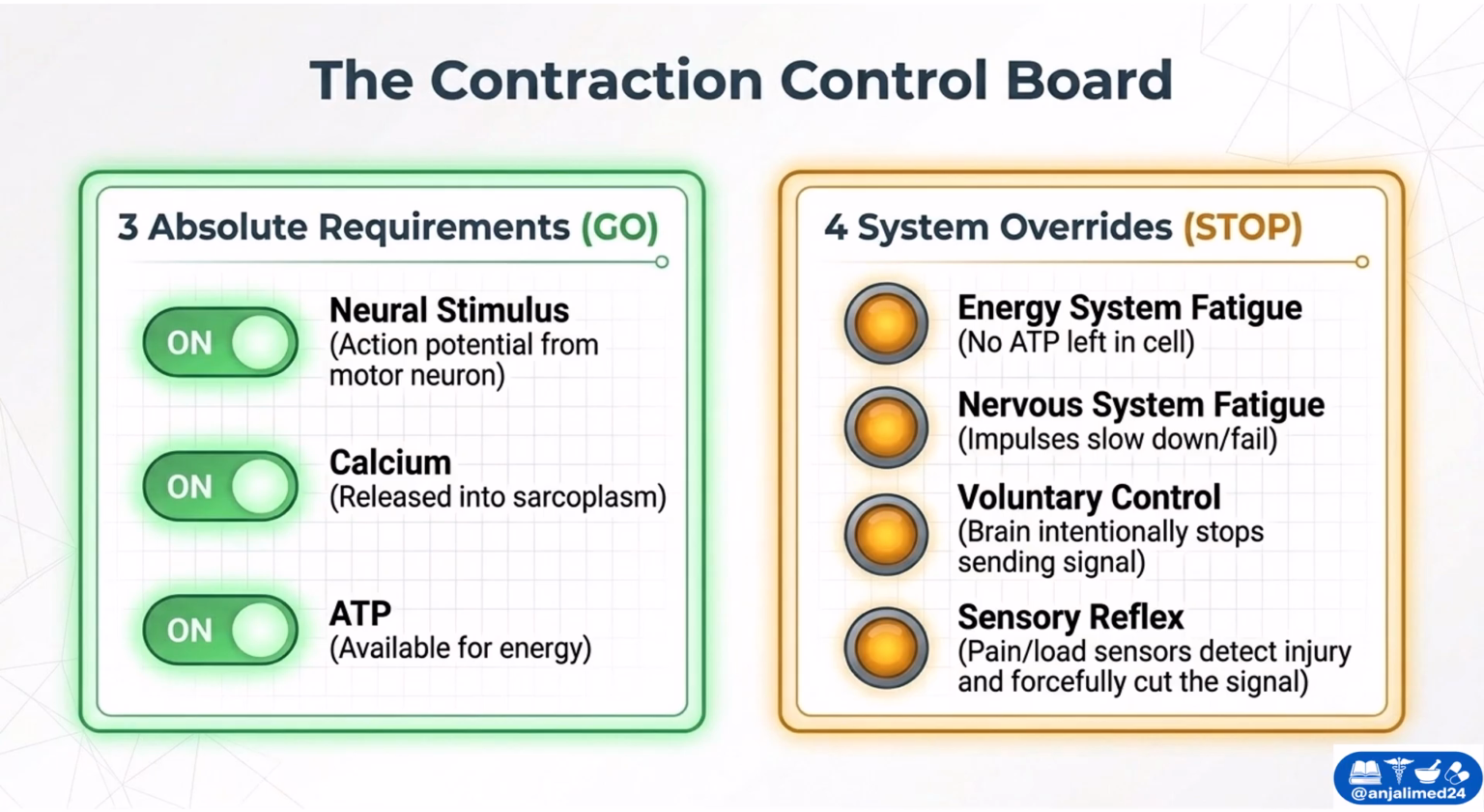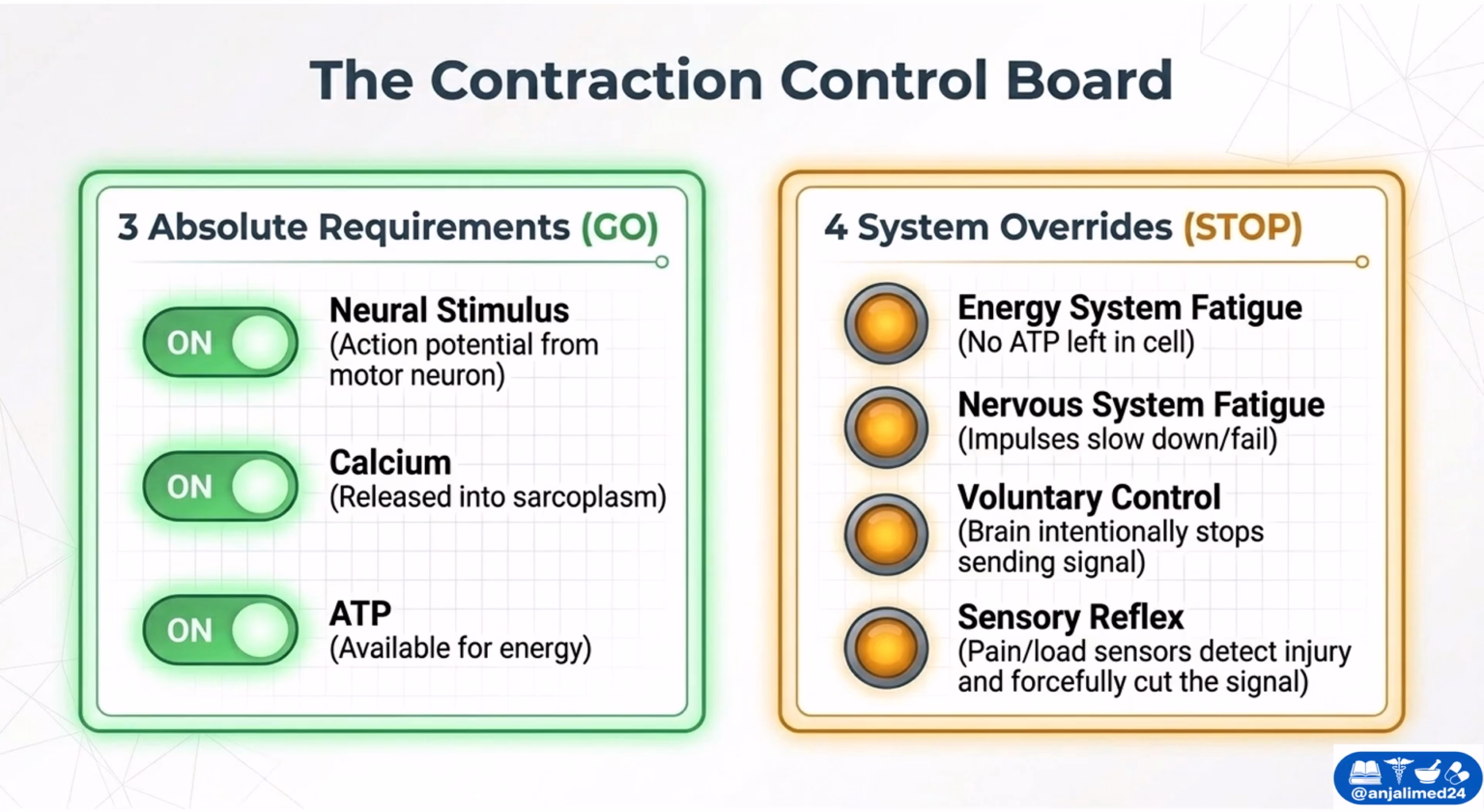The second requirement is calcium. Once the nerve impulse arrives, calcium must be released into the sarcoplasm from the sarcoplasmic reticulum. Calcium acts as an activation signal. It binds to the troponin, moves tropomyosin aside, and exposes the actin binding sites. Without calcium, cross-bridge formation cannot begin.